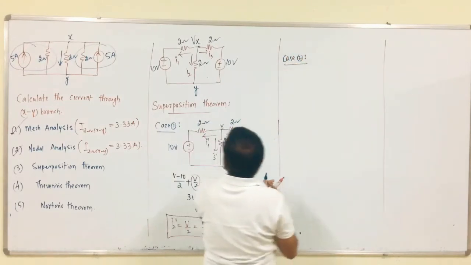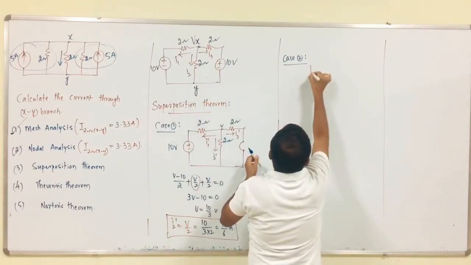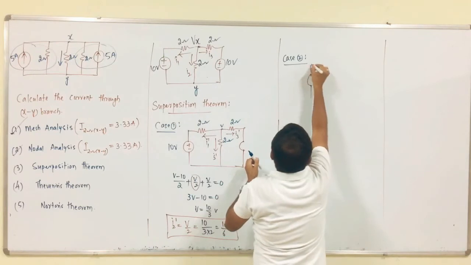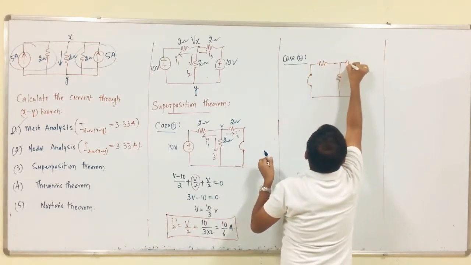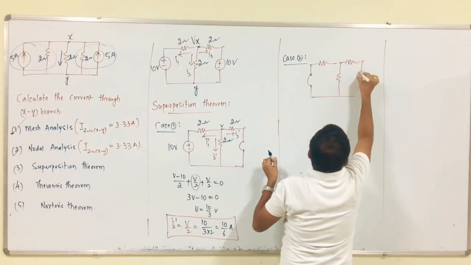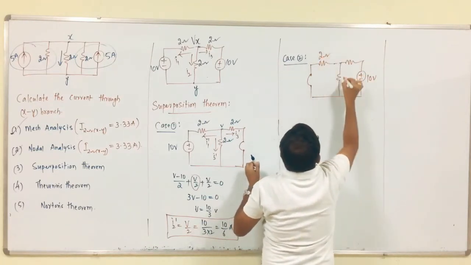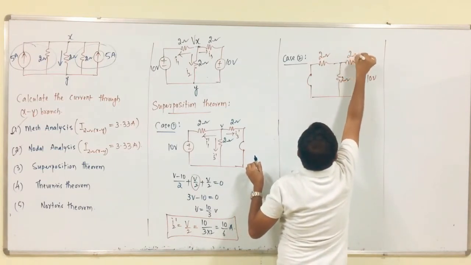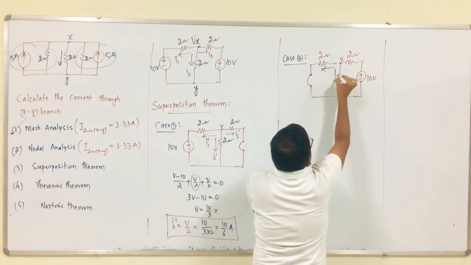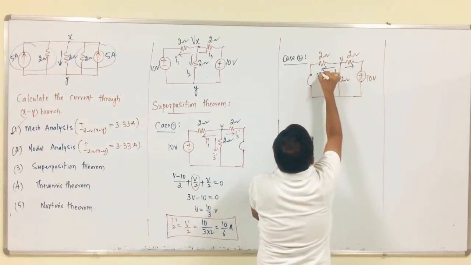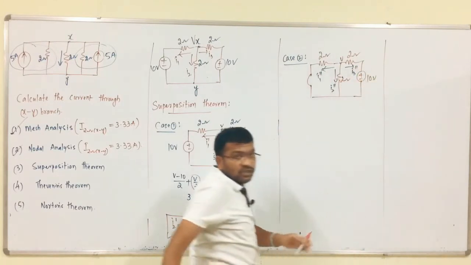Case 2. In case 2, this source should be active and this one should be inactive. Short circuited, we have a 2 ohm branch, again a 2 ohm branch, and a 2 ohm branch with plus minus, this is 10 volts, this is 2 ohm, 2 ohm, 2 ohm, this is the voltage V, and the currents leaving are I1 double dash, I2 double dash, I3 double dash.